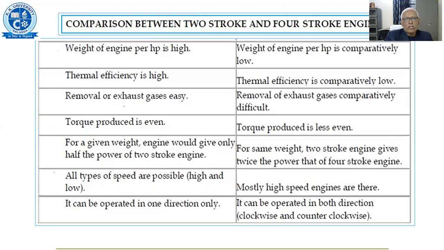And in the case of a 4-stroke engine, the torque produced is even. Torque means the power to rotate the shaft. In the case of a 2-stroke engine, it is less even. For a given weight, a 4-stroke engine would give only half the power of a 2-stroke engine. That means the power-to-weight ratio is lower in the case of a 4-stroke engine, whereas in the 2-stroke engine it is better.